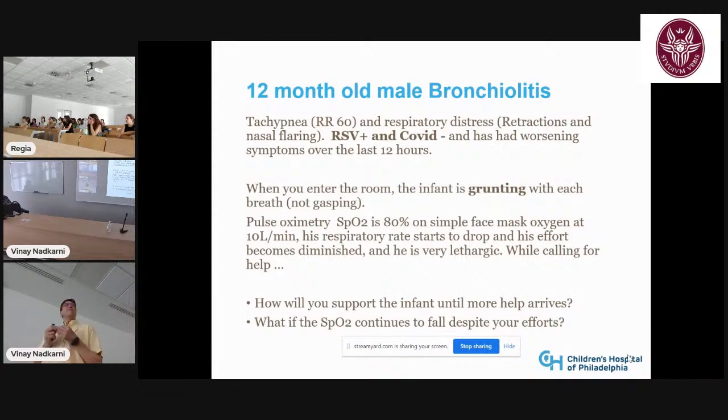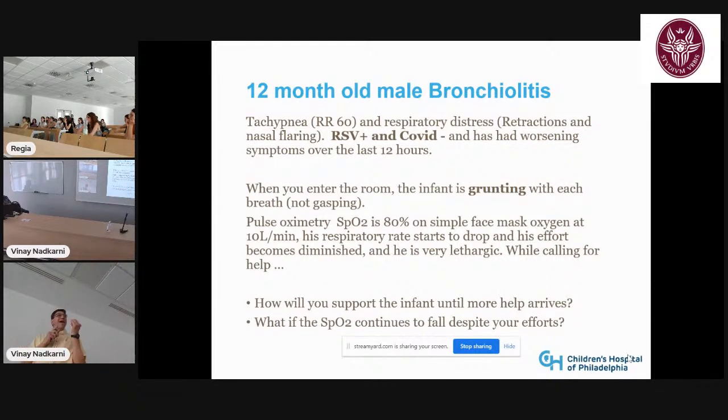When you enter the room, the infant is grunting, not gasping, but grunting on each breath, trying to give himself or herself PEEP with every breath, trying to hold the lungs open. The pulse oximetry on the finger is reading 80% on a simple face mask with oxygen at 10 liters per minute, and his respiratory rate starts to slow down, his effort starts to get less, and he starts to get lethargic and sleepy. At first, you think it's a good sign that his respiratory rate is slowing down, but you realize he's tiring out, and so it's not a good sign.